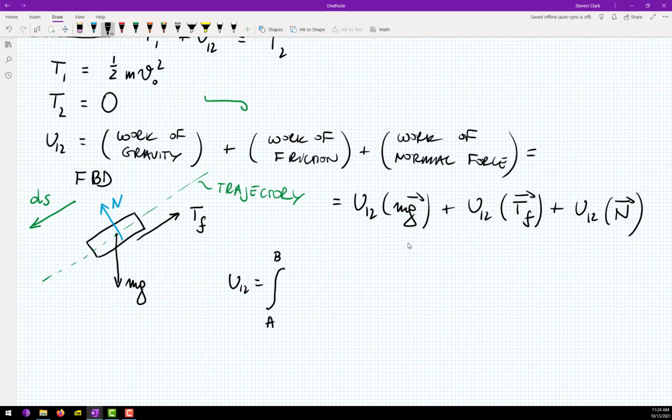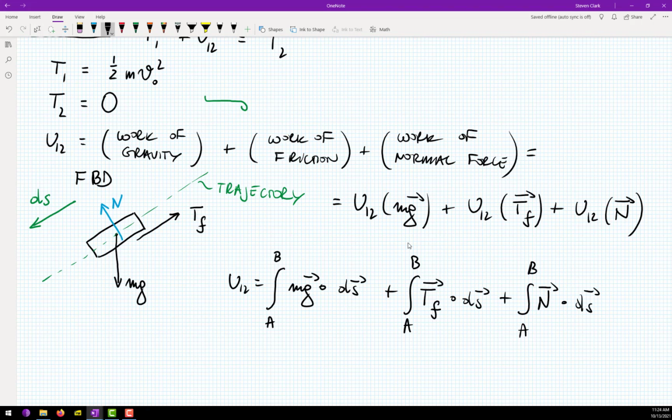But later you will tell me how we will replace these two letters with numbers, okay? So right now, let's just keep A and B. So we have the integral of mg ds, plus the integral from A to B of TF times ds, plus the integral from A to B of n times ds. Okay, Calvin, what's the value of the last integral?